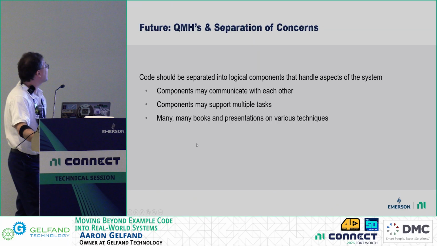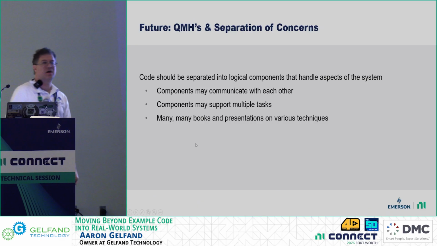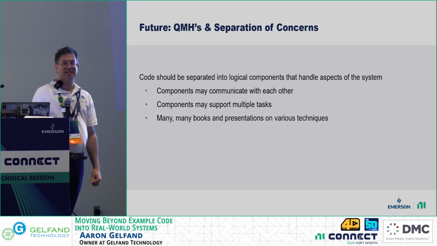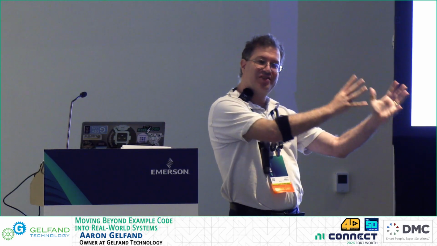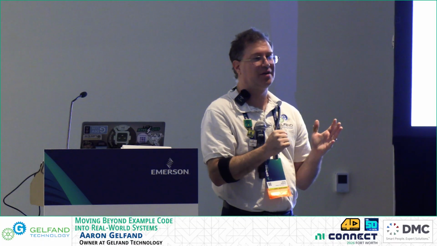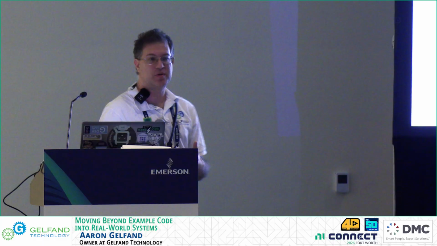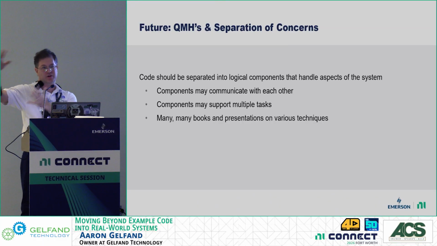Places you can go to next. State machines are outgrown easily. They're the intermediate step from going from tasks to a program to what's called a QMH, or a queued message handler. And that's where you go next.